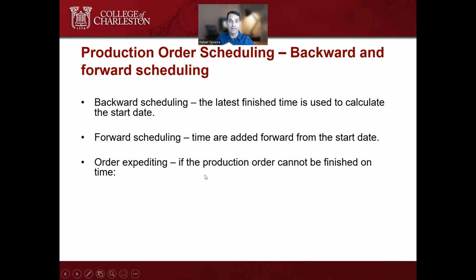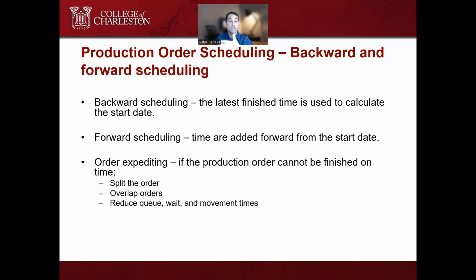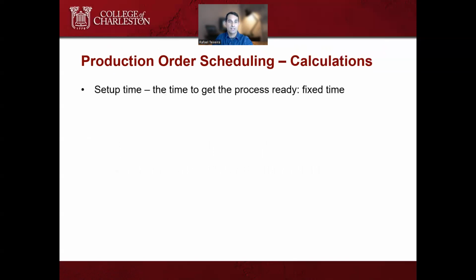Order expediting. If the production order, let's say, is 10,000 units and cannot be finished on time, we can only finish 7,000 units, or only 6,000, we have to put the other 4,000 or other 3,000 for next week. Then the company can split the order, put it in two different orders, overlap orders, like putting one on top of another order that is ready, reduce queue, wait, and movement times, and that's all.